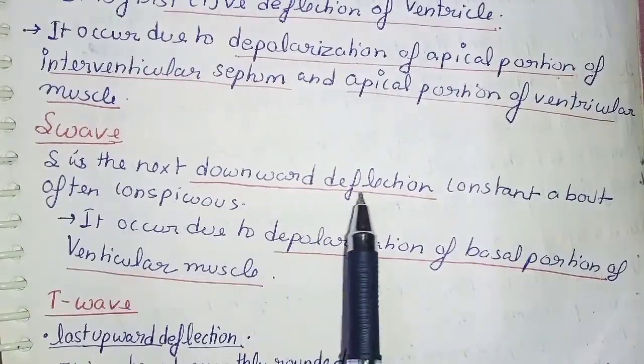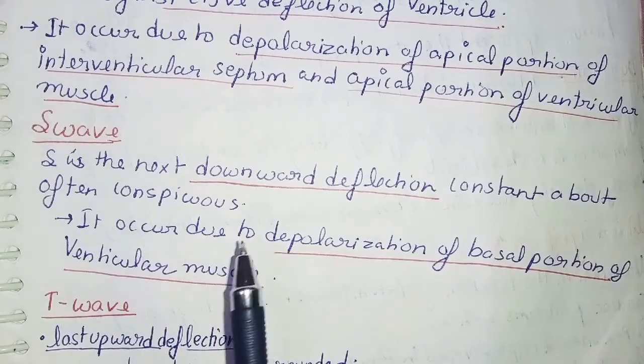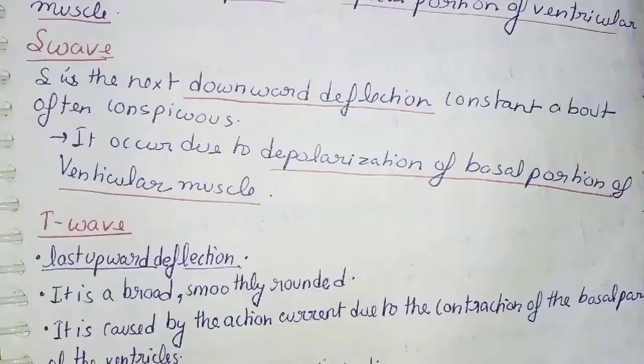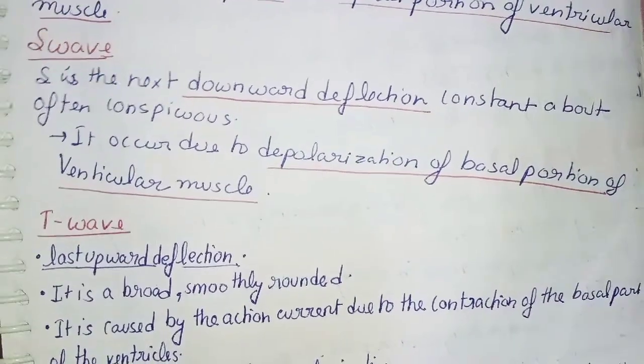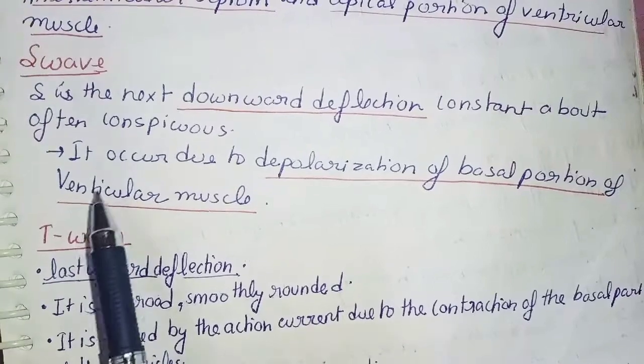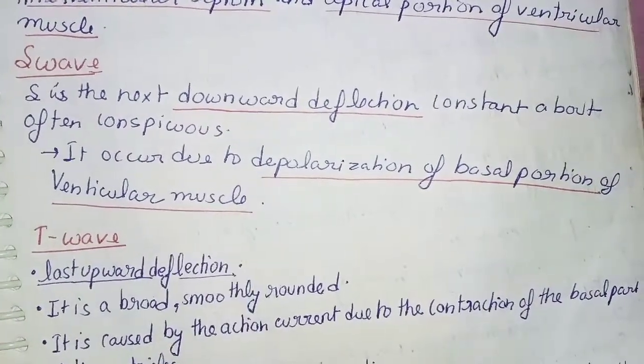Coming to S wave. S is the next downward deflection, constant but often not conspicuous. It is often due to depolarization of basal portion of ventricular muscle.